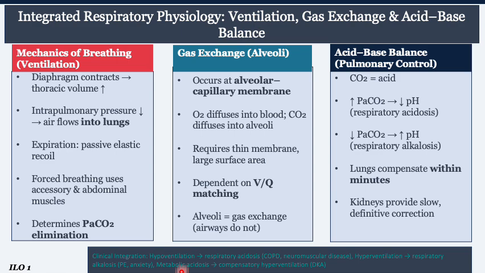But anyway, the clinical integration. So in hypoventilation, which we talked about, you can have a respiratory acidosis. This can be seen in conditions like COPD or neuromuscular disease. If you have a hyperventilation, there is a respiratory alkalosis. This can be seen with a PE or anxiety. And if you have a metabolic acidosis, you're going to have a compensatory hyperventilation, and that will be seen in DKA.